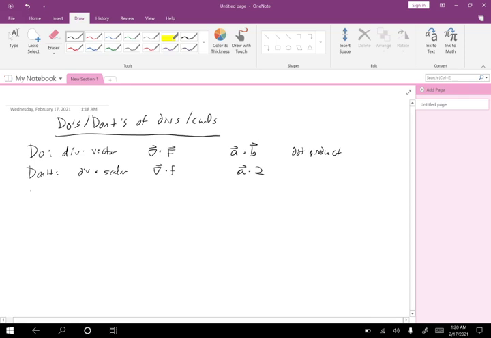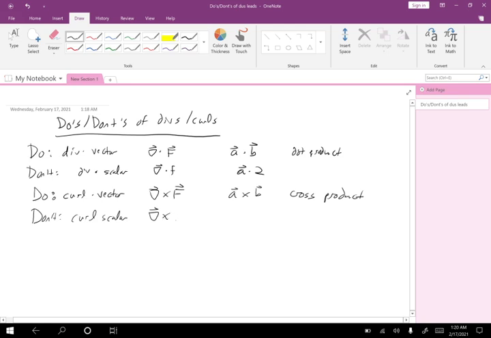So, do: you can take the curl of a vector field. So you can take del cross capital F vector, because this is really just a cross product. Don't take the curl of a scalar. Do not compute del cross little f, because what is a cross 2? What does that even mean?